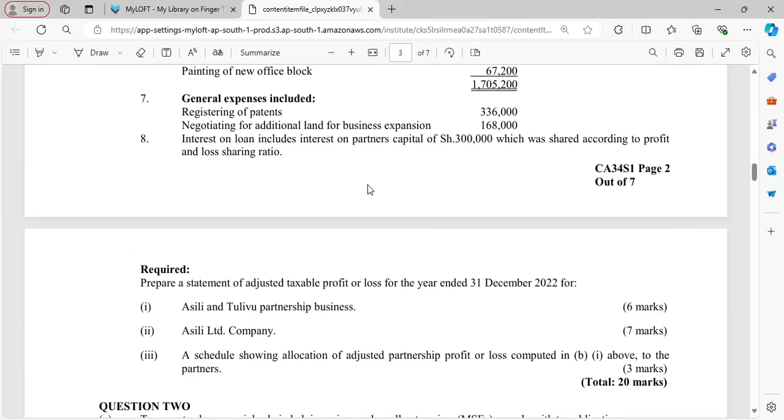Required: prepare a statement of adjusted taxable profit or loss for the year ended 31st December 2022 for Asili and Co, the partnership business, and for Asili Limited Company, and showing allocation of adjusted partnership profit and loss computed in B1 above to the partners.